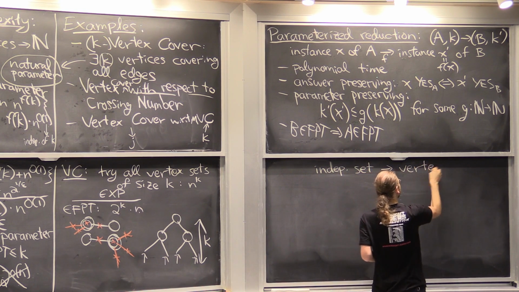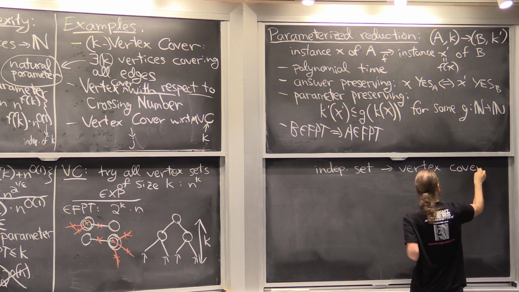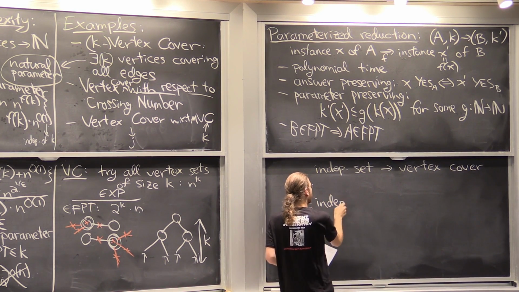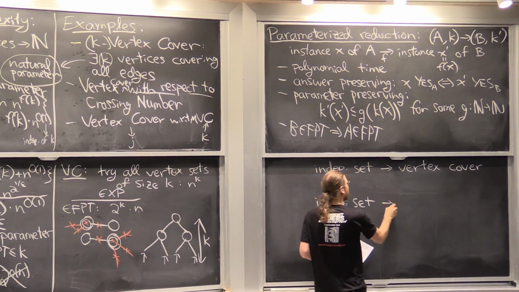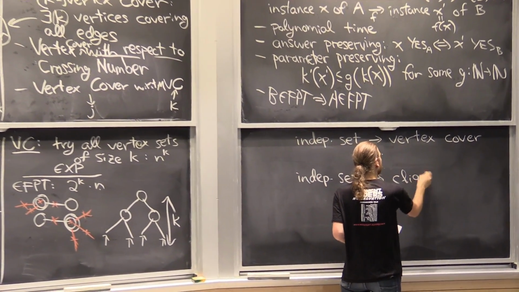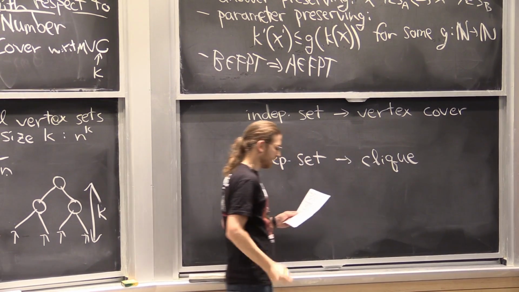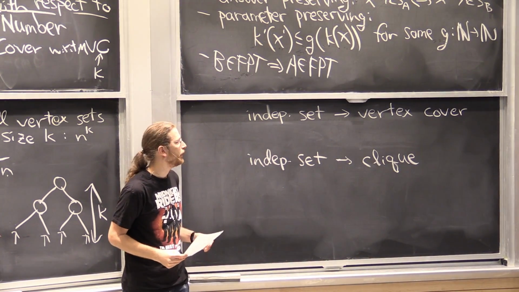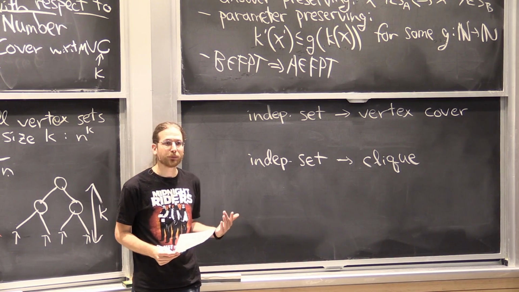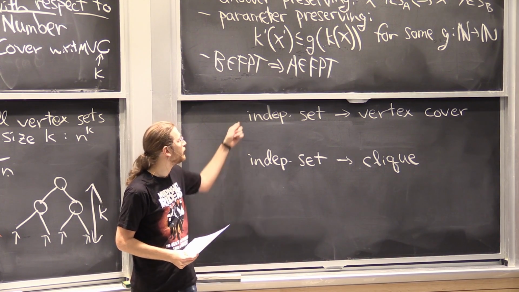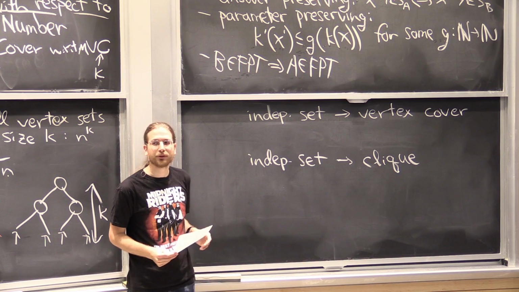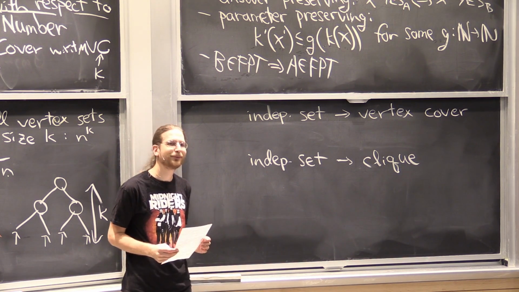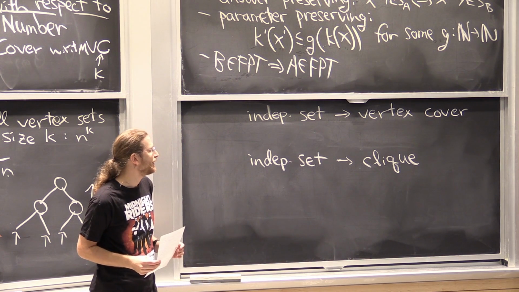Independent set to vertex cover. These are reductions we've seen before. We have tons of reductions, but usually we weren't thinking about parameters. And independent set to clique. These are basically identical problems left and right. And I want the natural parameter. Which of these is a parameter preserving reduction? I need some quiz show music.